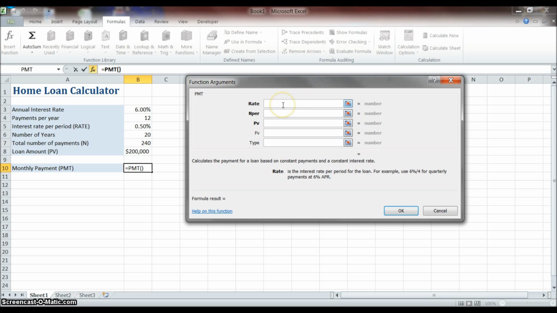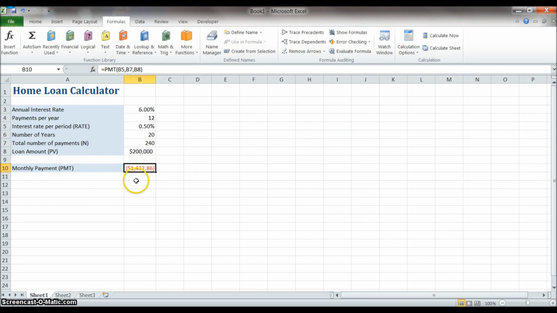So the first thing we have to enter is the rate. And the observant of you out there will notice that we happen to have a rate right here, so let's go ahead and click that. For the number of periods, we have that as well. And the present value, look, we happen to have that too. Alright, so now all we have to do is press OK, and there is our monthly payment. Now obviously we're not going to be paying negative $1,400, but from an accounting perspective, it's an outlay, right? So it's a negative amount of money for us.